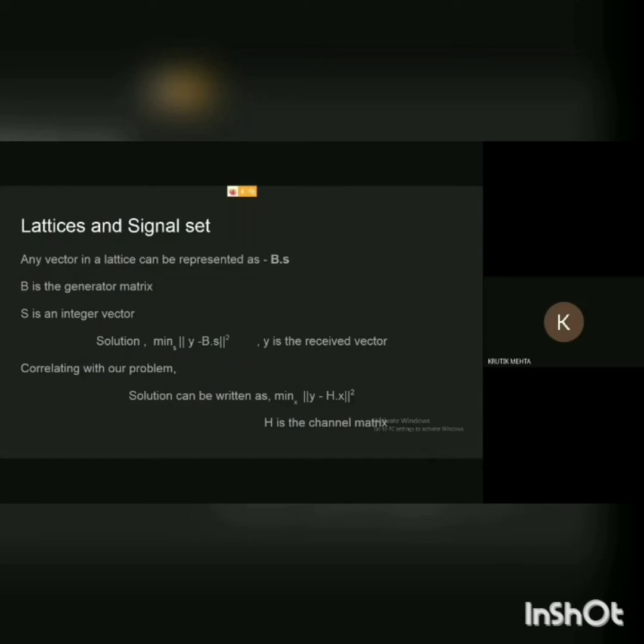Since the setup is similar in the communication paradigm, the problem reduces similarly, taking an analogy from the lattices. We minimize the norm of y minus Hx, where H is the channel matrix as discussed before, x is the transmitted vector which has integer entries, and y is the received vector.